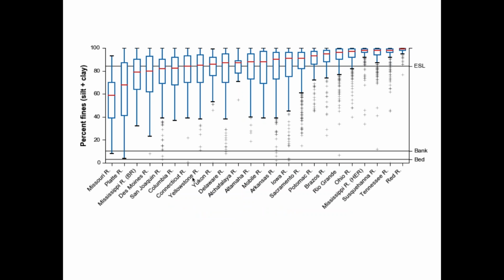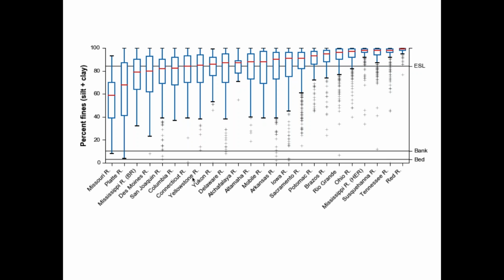And the reason maybe this published value doesn't fit our data so well, this shows the percent fines in that laboratory sediment that they used in the Downing experiment, labeled ESL. It's up at 80-some% fines. It's a horizontal line across. And you see that might be good for these data from a lot of major rivers in the US, and that composition seems to hit the median pretty well.